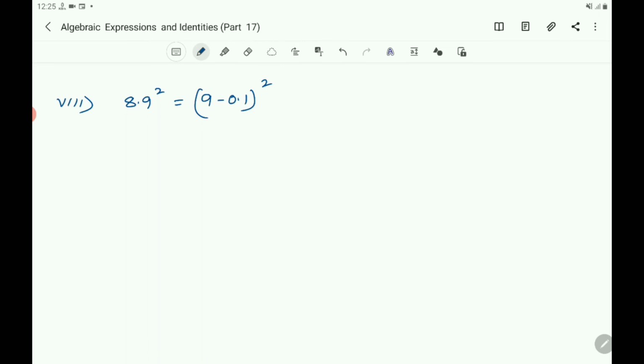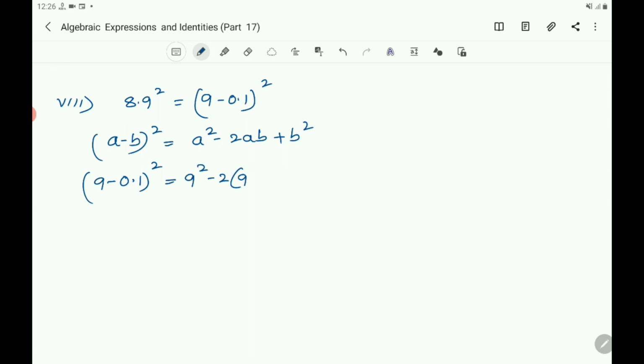8.9 square is 9 minus 0.1 whole square. Then you write the identity a minus b whole square is a square minus 2ab plus b square. Then you write 9 minus 0.1 whole square equals 9 square minus 2 into 9 into 0.1 plus 0.1 whole square.